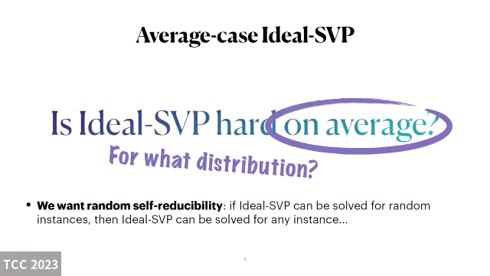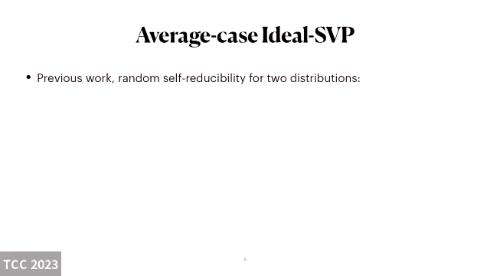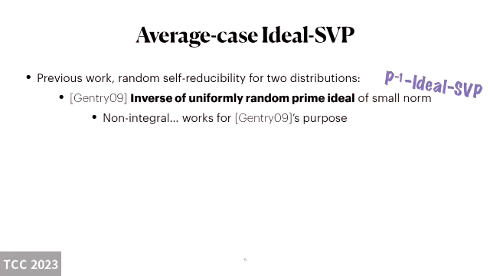And for that, you need to specify a distribution. And really, there isn't one single good answer for that. And indeed, in the literature, we've seen several distributions considered. And for two of them, we already have random self-reducibility results. The first one was precisely used by Gentry. And he proved random self-reducibility for the following distribution.